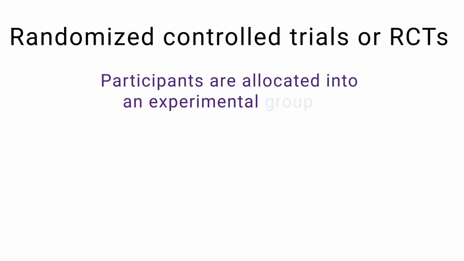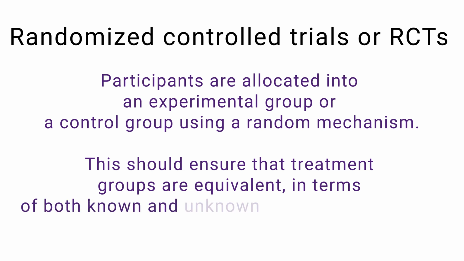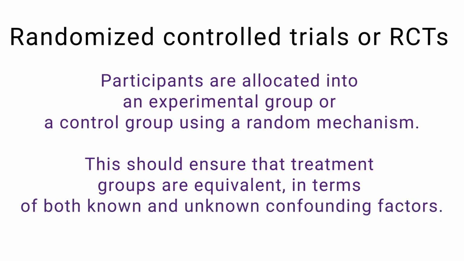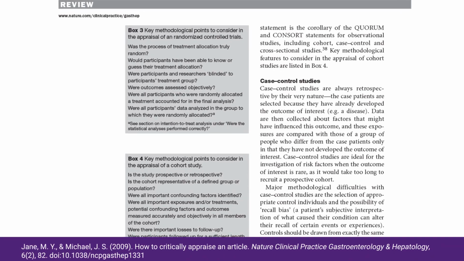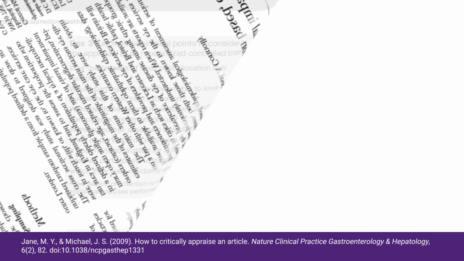Randomized controlled trials, or RCTs. During this type of study, participants are allocated into an experimental group or a control group using a random mechanism. This should ensure that treatment groups are equivalent in terms of both known and unknown confounding factors, so that any differences in outcomes between the groups can be ascribed to the effect of the treatment.